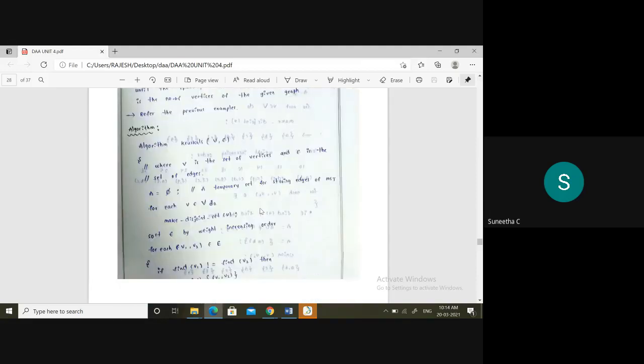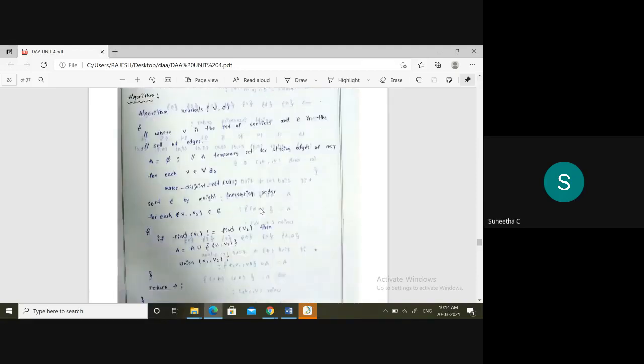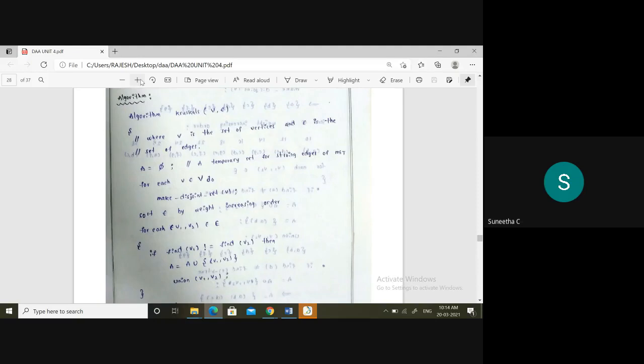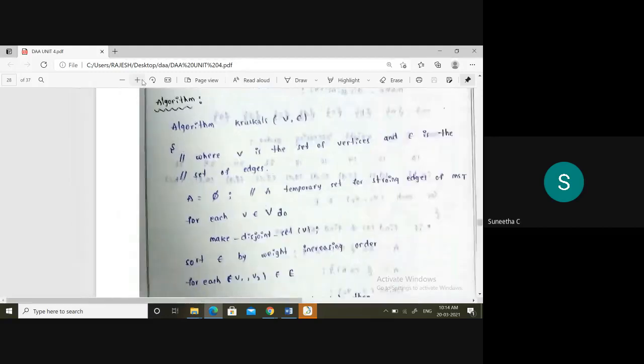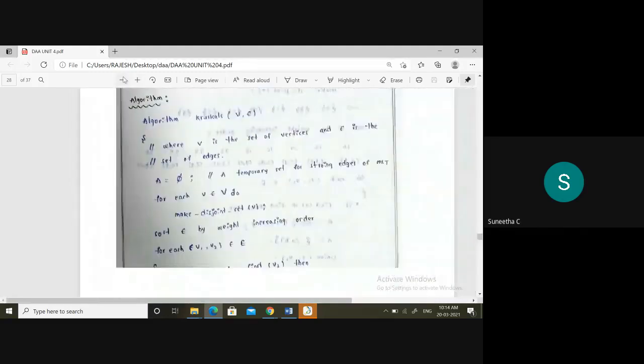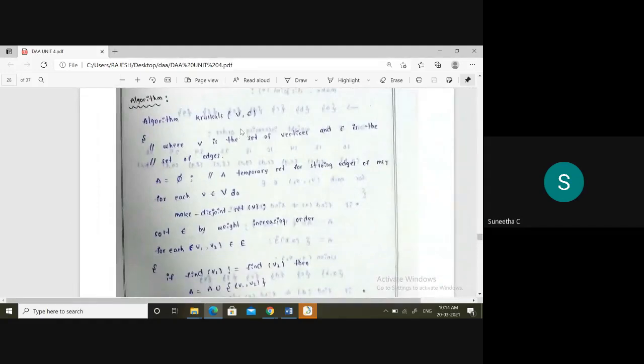See, is it visible to you? కనిపిస్తుందా? See, this is the algorithm for Kruskal's algorithm. కనిపిస్తుంది కదా? క్లియరే కదా? చూడండి.